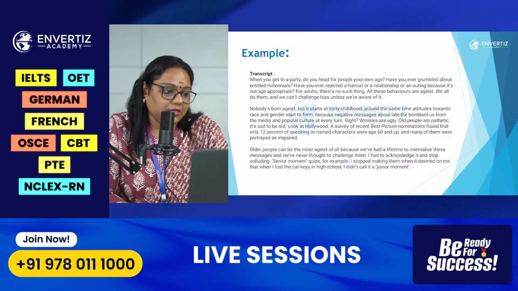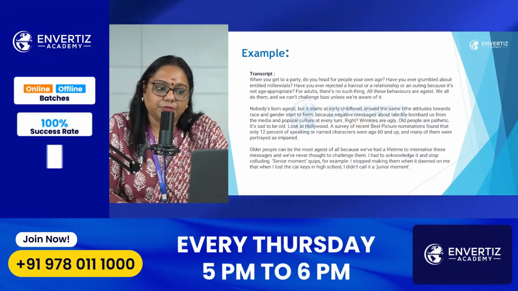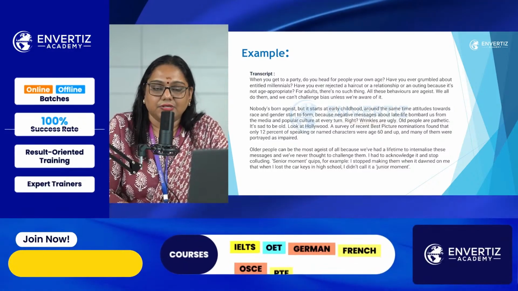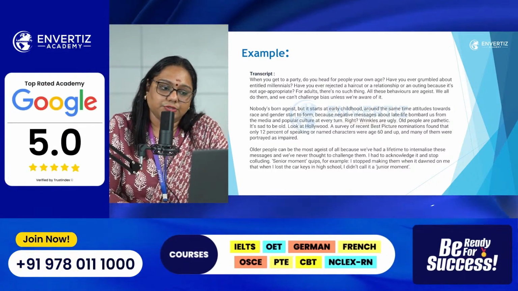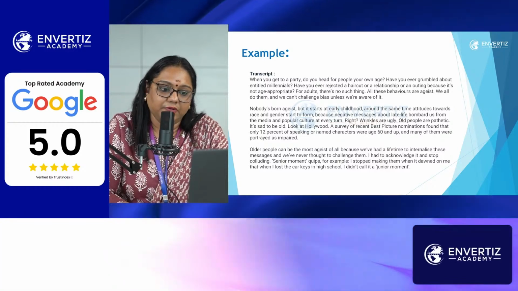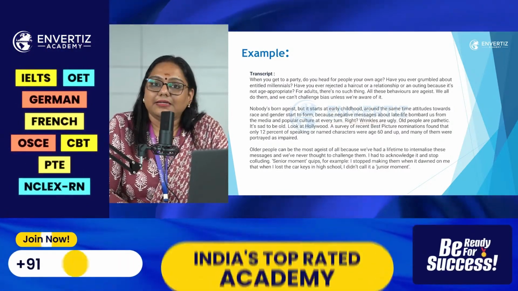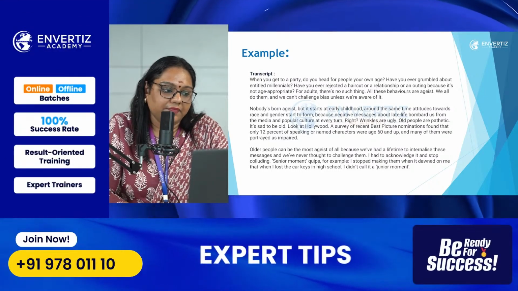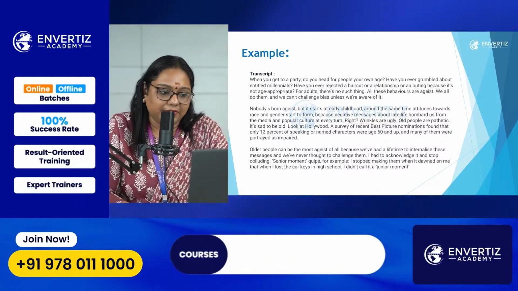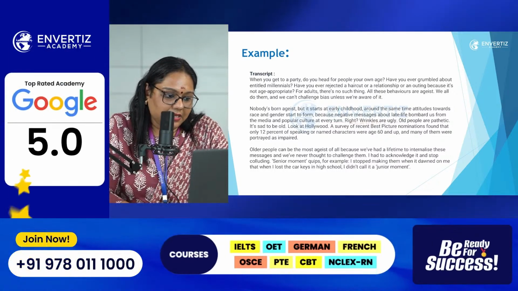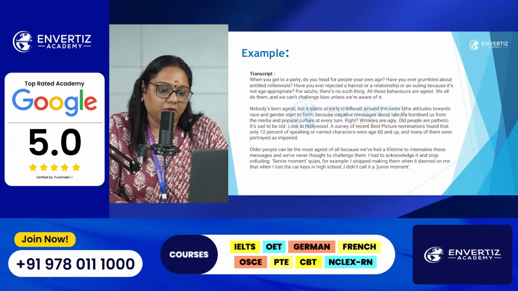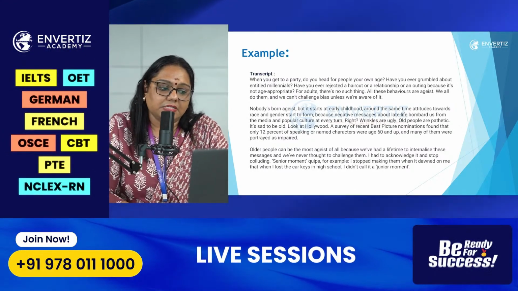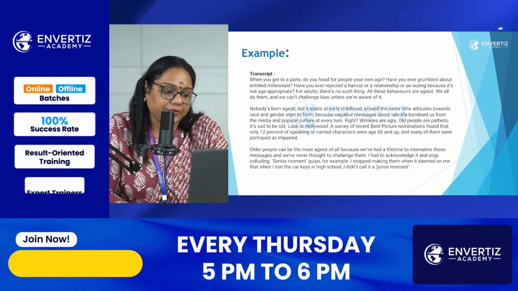One is, when you get to a party, do you head for people your own age? So, it's talking about age, that is, are you more drawn towards people of your own age or not when you're going to a party? That we can write as the heading. After that, you can come here and see all these behaviors are ageist. That you can write. Then we can say old people are pathetic, maybe, or 12% of speaking or named characters were age 60 and up. Something like that you can write.